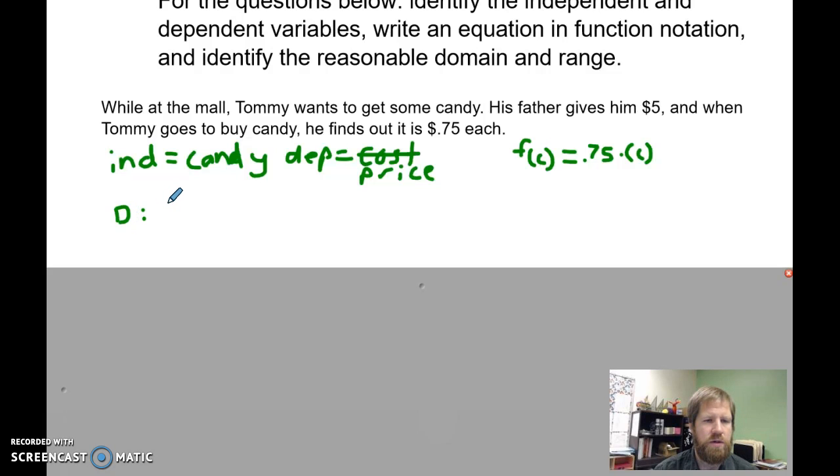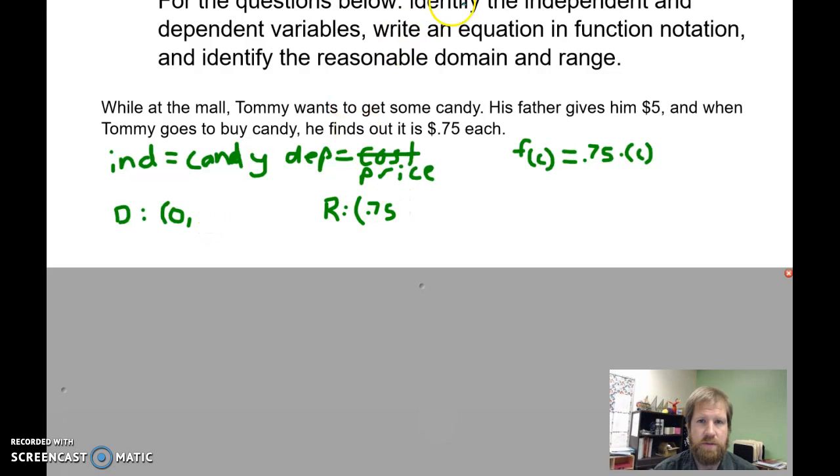Our domain is going to be a set of numbers. Okay? So what numbers make sense? He doesn't have any candy to sell, so it doesn't make sense for there to be negative numbers. So we're only looking at positive numbers, but he might go over there and he might decide that 75 cents is too much, or they don't have the candy he wants, and so he could buy 0. Okay? And if he buys 0, then it would cost him 0.75.